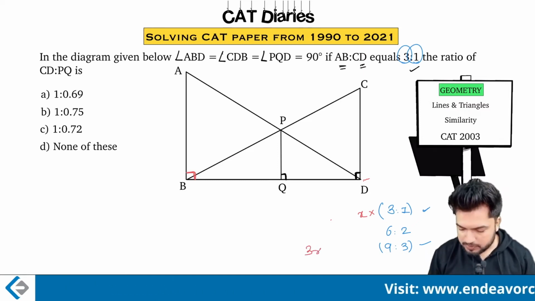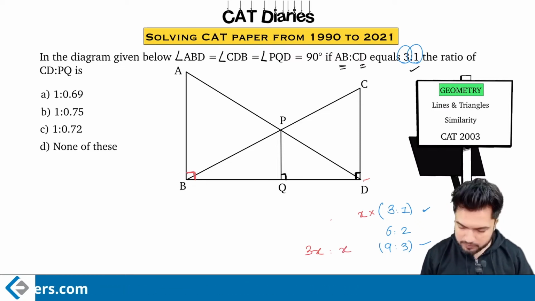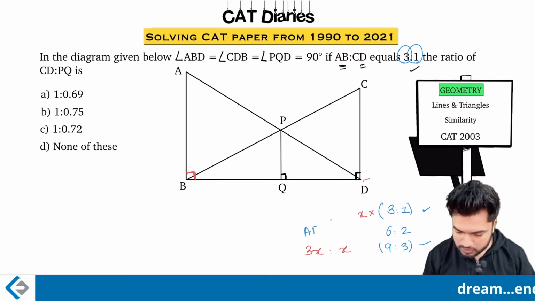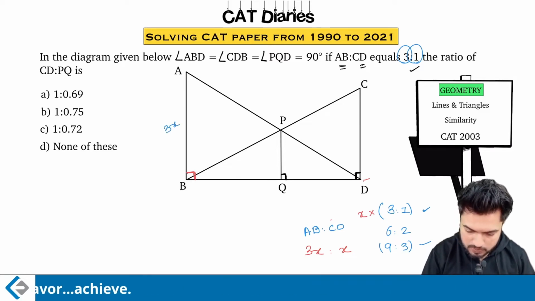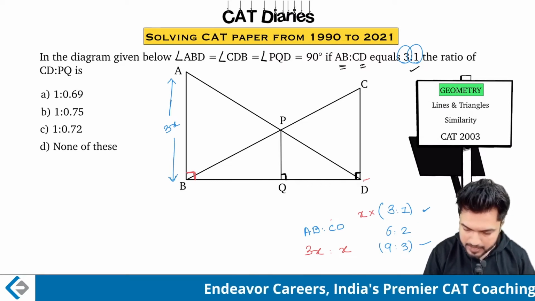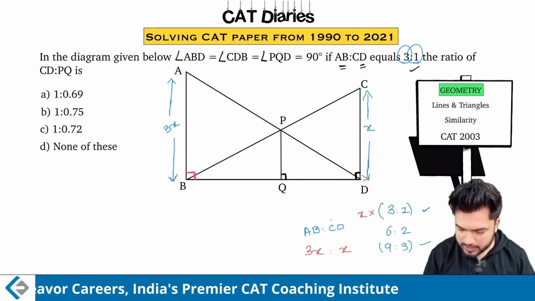So this will become 3x and this will become x. This is the ratio of AB is to CD, so AB is to CD is 3x is to x. So AB is this, and this becomes 3x, the length of AB. And CD, the length of this, becomes equal to x. That's what I get to start from the problem.